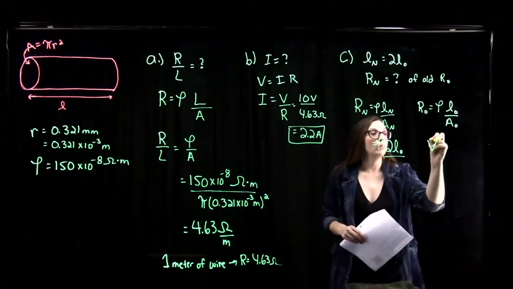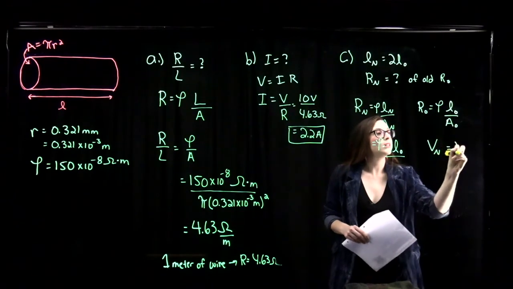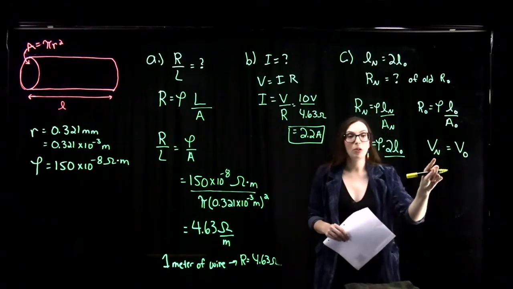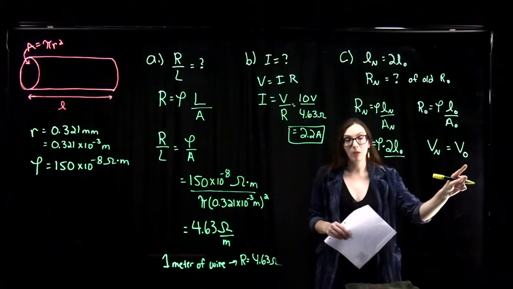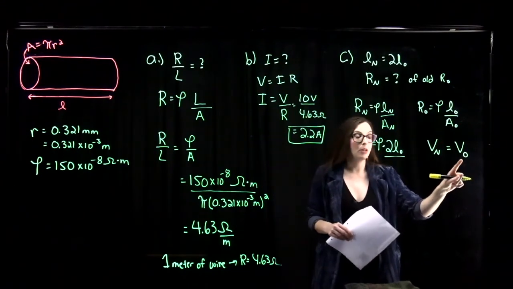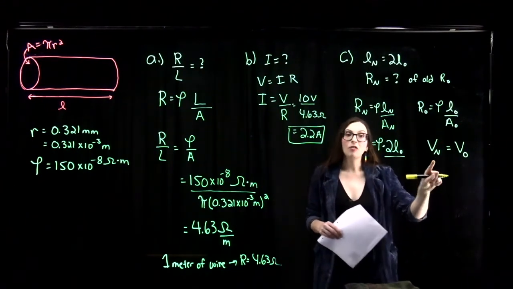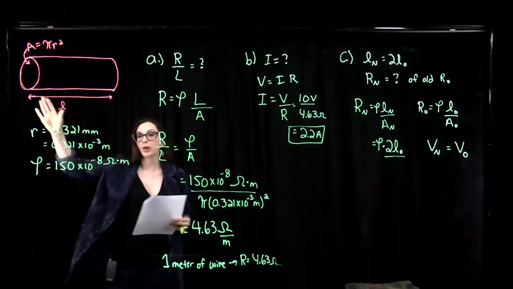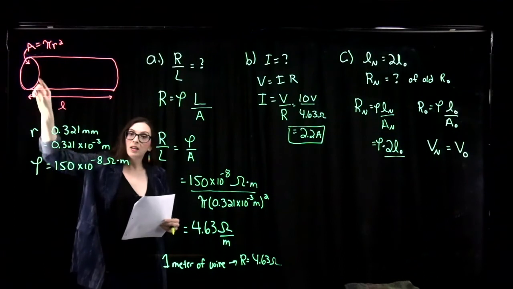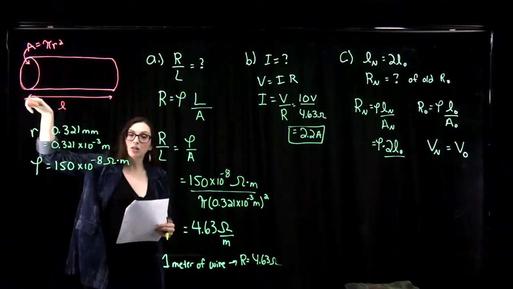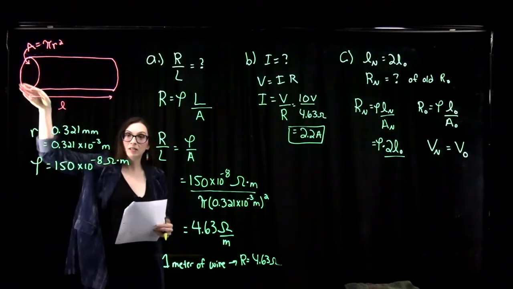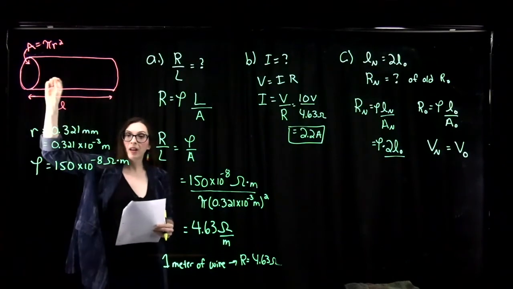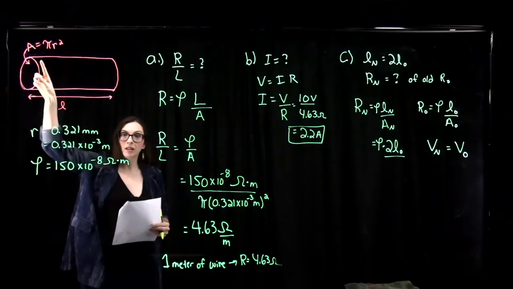Now volume, since it's going to be the same, the volume of the new wire has to equal the volume of the old wire, or the original wire. A volume of a cylinder, which is essentially what our wire shape is, is the cross-sectional area of that cylinder times length. Okay, so area times length.